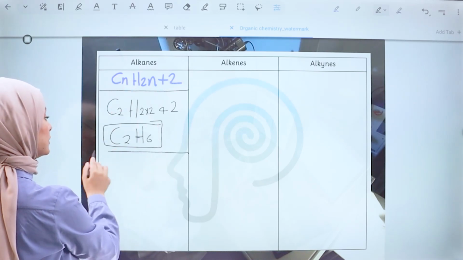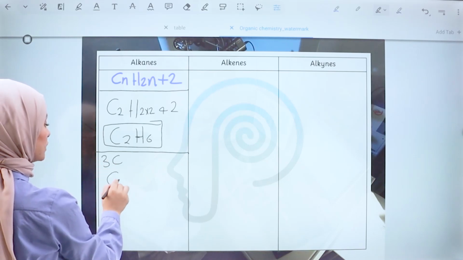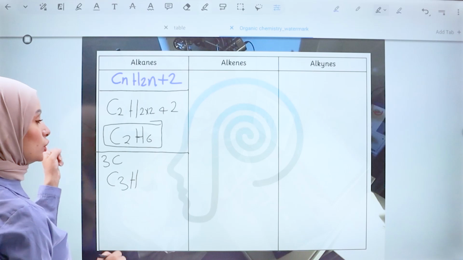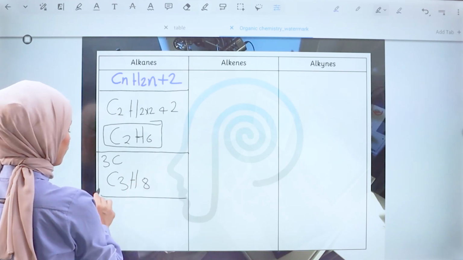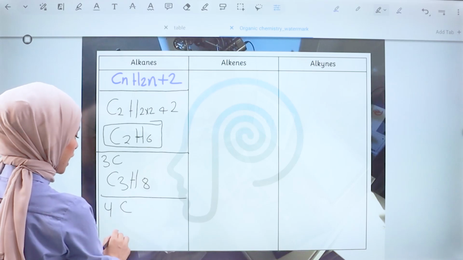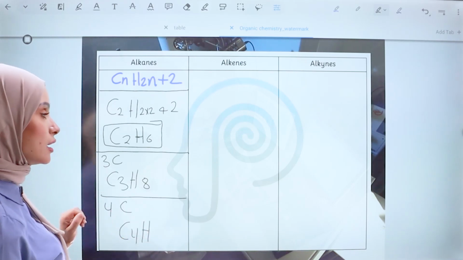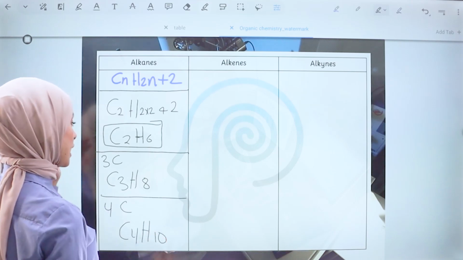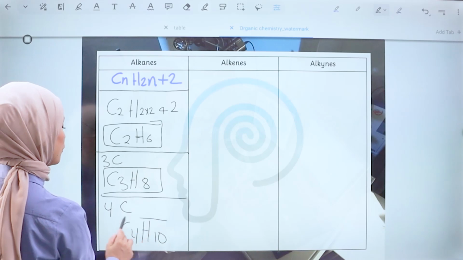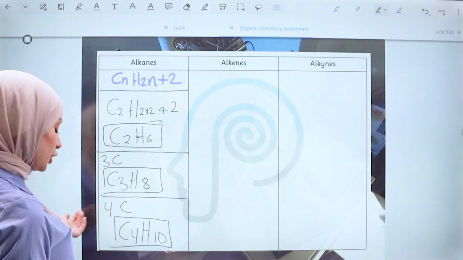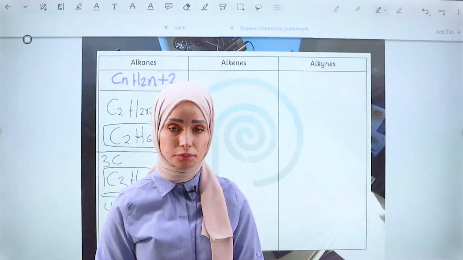Okay, let's take 3 carbons. If I have 3 carbons, I will end with C3H, 2 times 3, 6 plus 2, 8. Excellent. If I have 4 carbons, I will end with C4H, 4 times 2, 8 plus 2, 10, and so on. You can continue by doing this for a bigger number of carbons like 5 carbons, 6, 7, and 8, and so on.